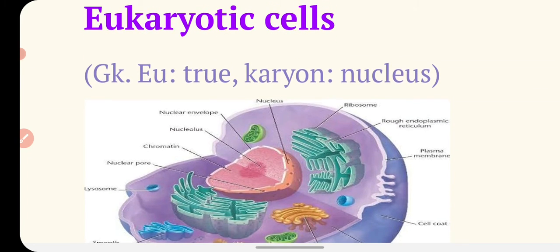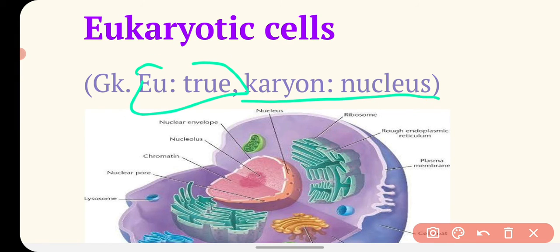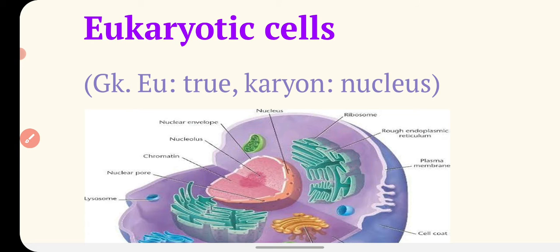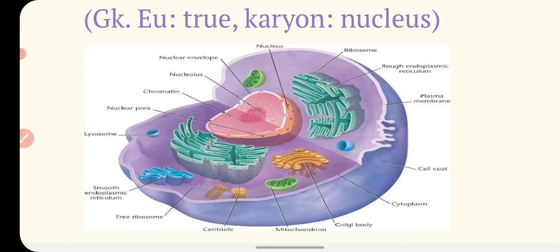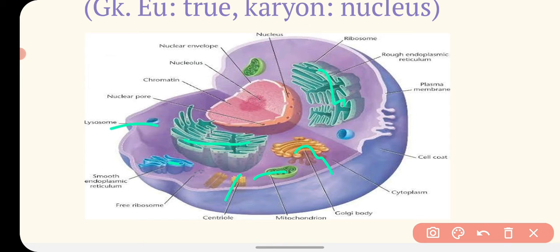Now we will talk about eukaryotic cells. Eukaryotic cells are the cells which have a true nucleus. The word eukaryotic is made up of two Greek words: eu means true and karyon means nucleus. You can see the diagram of a eukaryotic cell. It has all the cell organelles like endoplasmic reticulum, Golgi body, mitochondria, centriole and lysosome, and very importantly it has a complete true nucleus with the nuclear membrane.